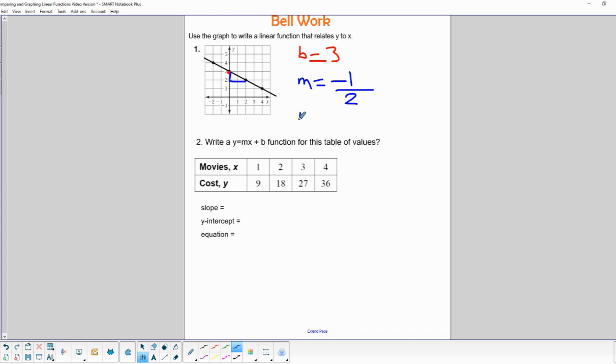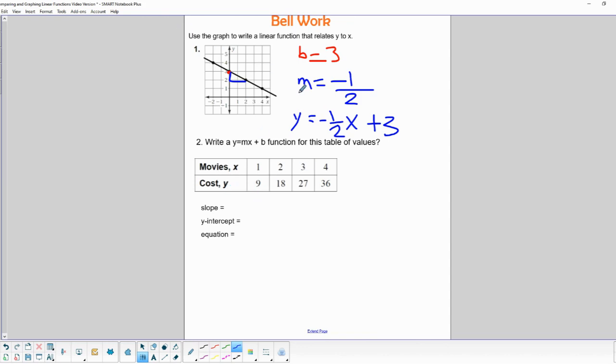So then we write our equation, y equals the slope multiplied by x plus or minus the y-intercept. Plus if it's positive, minus if it's negative. All right, very good. Okay, what about this next one?